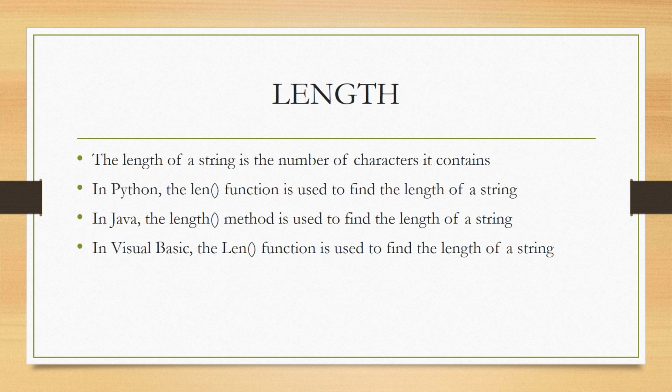The first concept is length. The length of a string is the number of characters it contains. In Python, we will use the len function. The len function is used to find the length of a string, and in Java we will use the length method, used to find the length of a string. In VB we will be using the Len function again, but with a capital L.